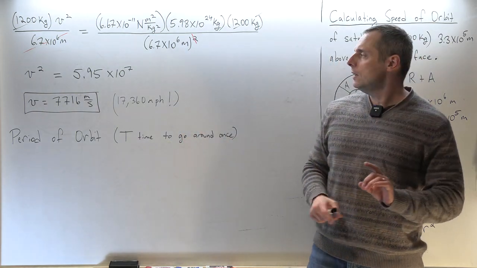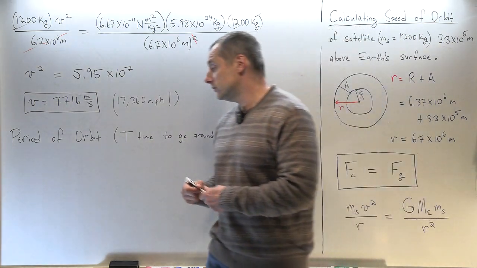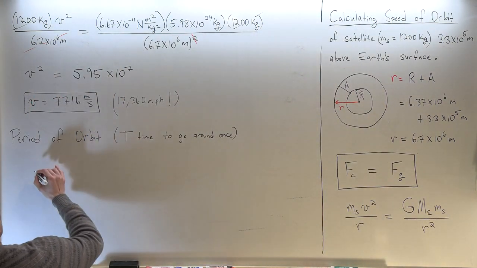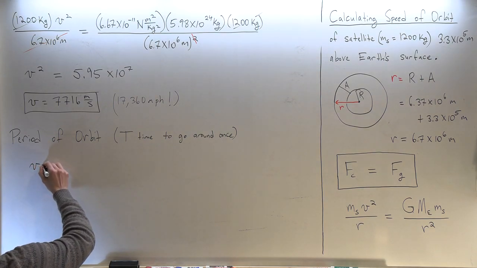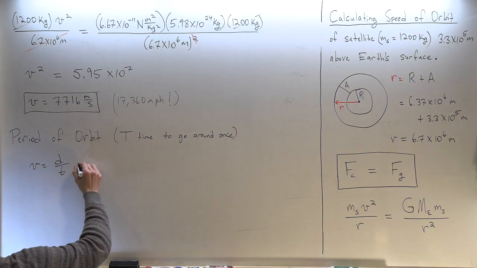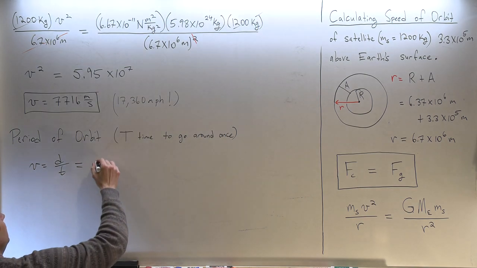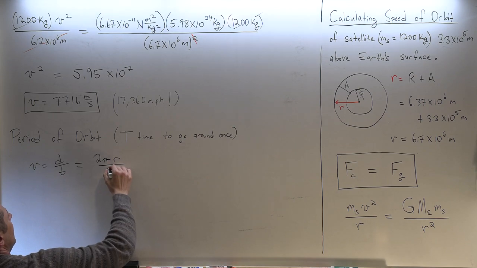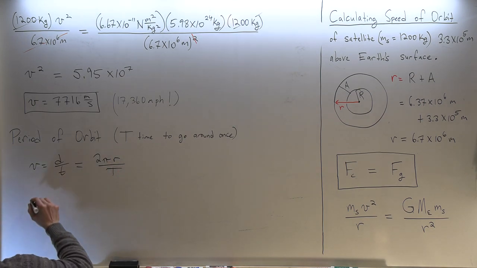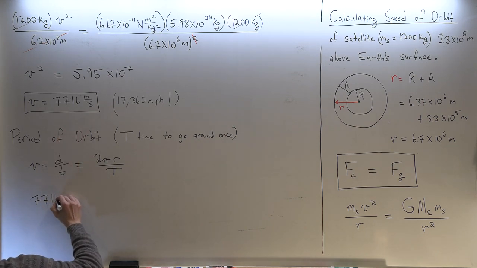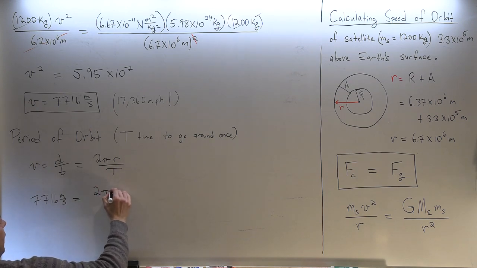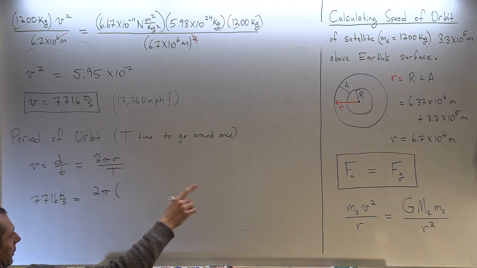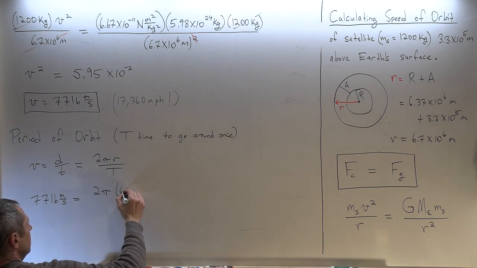All right, so the way we do that from this velocity, or the speed, I should say, is we use the basic formula v equals d over t. But we're going around a circle, right, as you could see from that picture. And the distance around a circle is 2 pi r over T. And I'm going to put capital T. So I'm going to put 7,716 meters per second equals 2 times pi times 6.7, the radius over there.